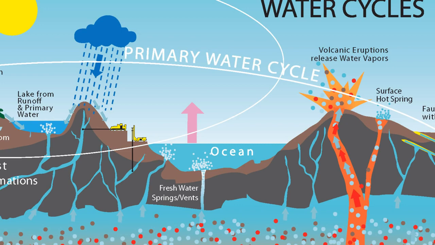Okay. So then as we move along to the right, we're now looking at the ocean. And we're showing evaporation with the arrow that's pointing up. And we're also showing fresh water springs and vents. And those are actually then commingling, as you say, the primary water from the mantle of the earth up into the surface water, which is the ocean.